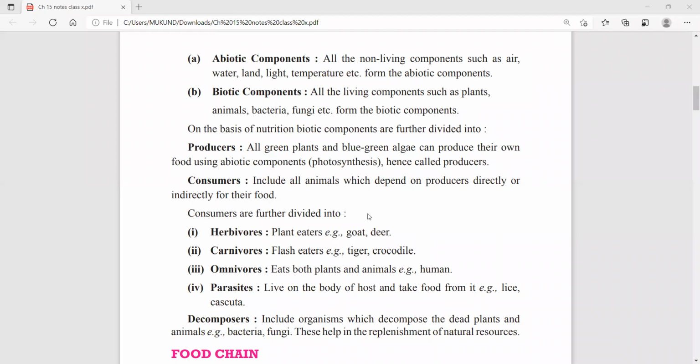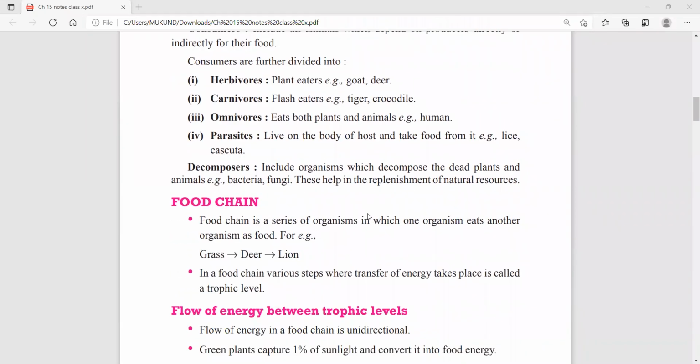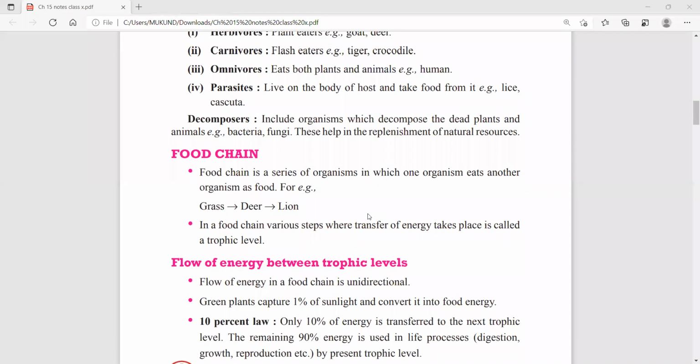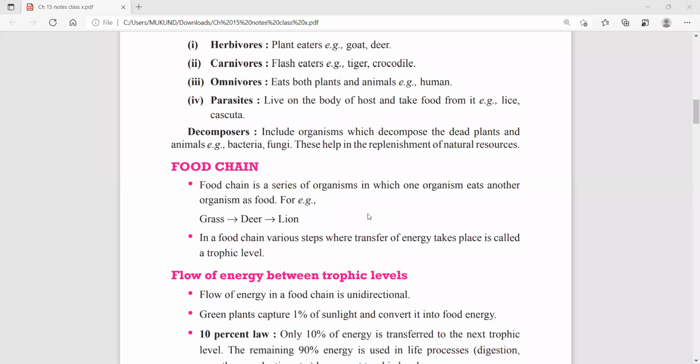Now what is food chain? Divija, what is food chain? Ananya, what happened, Ananya? Yes, ma'am. What is food chain? Food chain is a series of organisms in which one organism eats another organism.